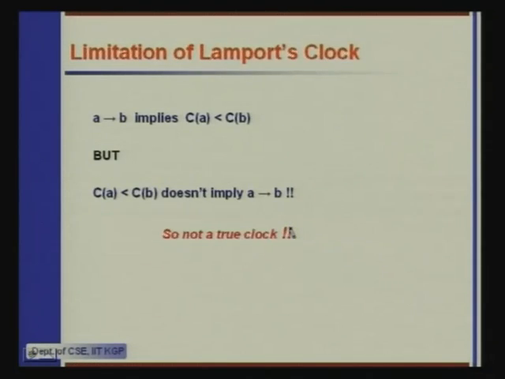The problem with Lamport's clock is that A happened before B implies C(A) less than C(B), but C(A) less than C(B) does not imply A happened before B, right. Now, why is that a problem?